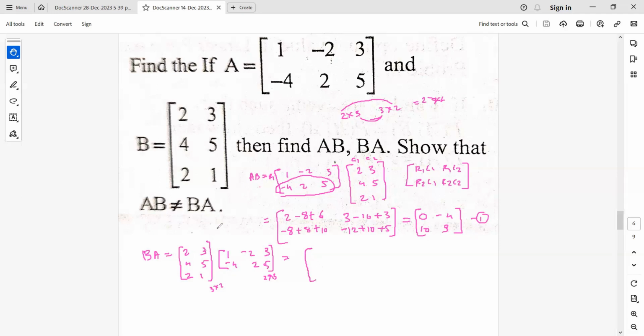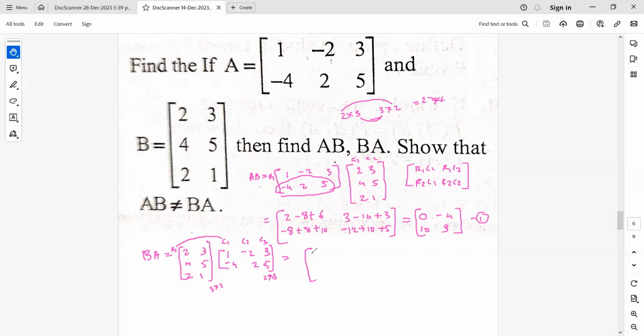So first you have to multiply R1. R1 we need to multiply with C1. Okay, be careful here. See, R1 we have, and then we have C1, C2 and C3. So R1 you have to multiply with all the 3 columns. So first we need to multiply elements of R1 with C1.